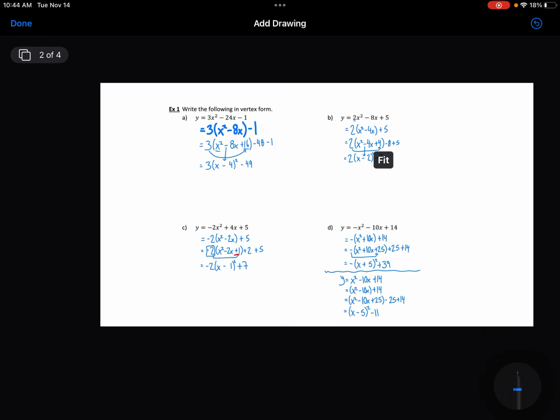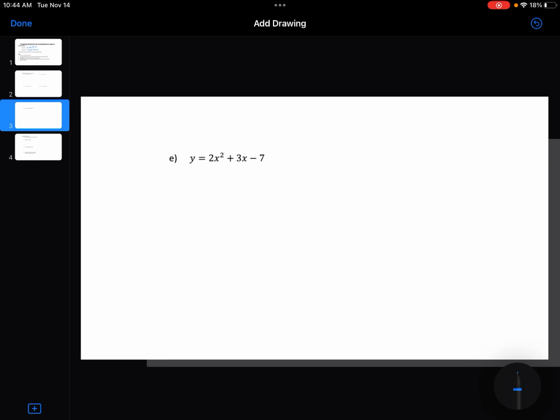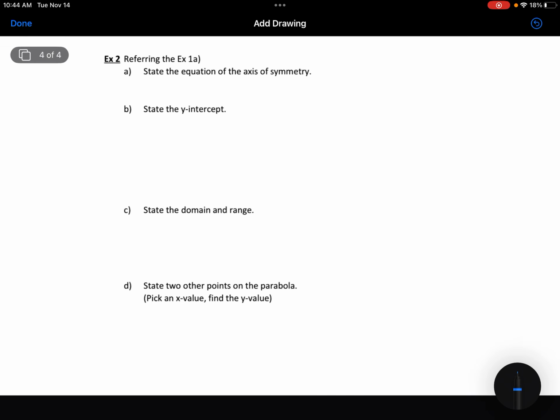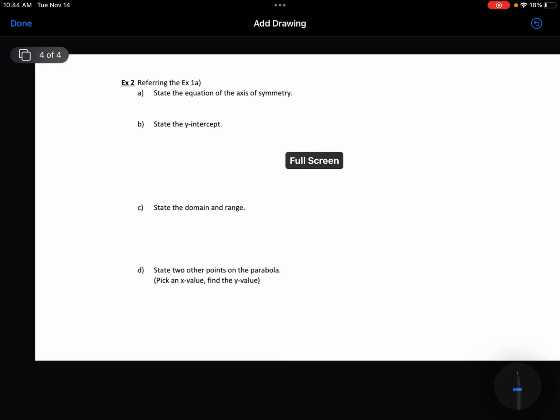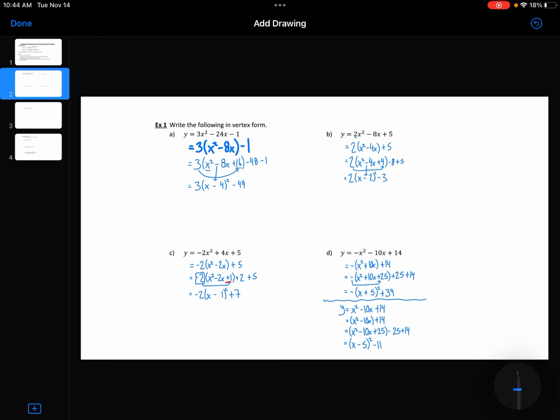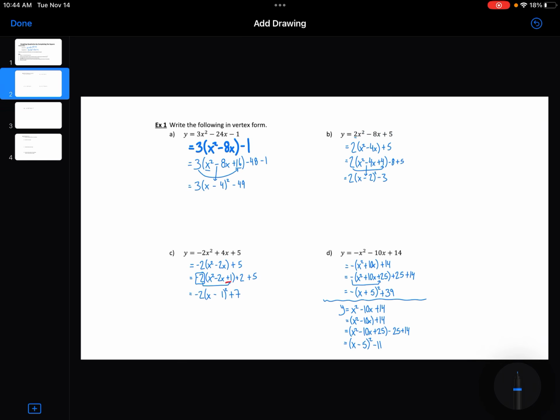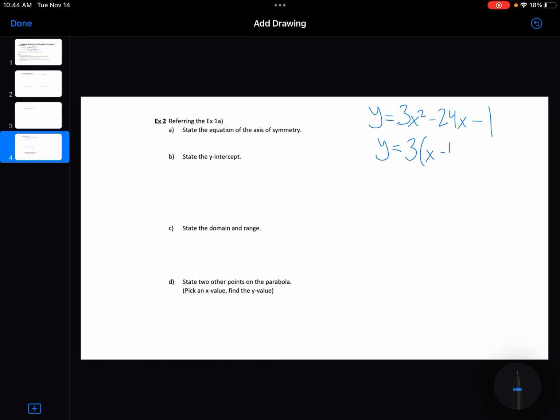Okay, we're going to work on question E in the warm-up tomorrow. If we look at this one, we now have 2 equations for this. So this is all referring to A. A is 3x squared minus 24x minus 1. So we get y equals 3x squared minus 24x, and it was minus 1. Or we had y equals 3, not x squared, but 3 times x minus 4 squared, and we had minus 49.